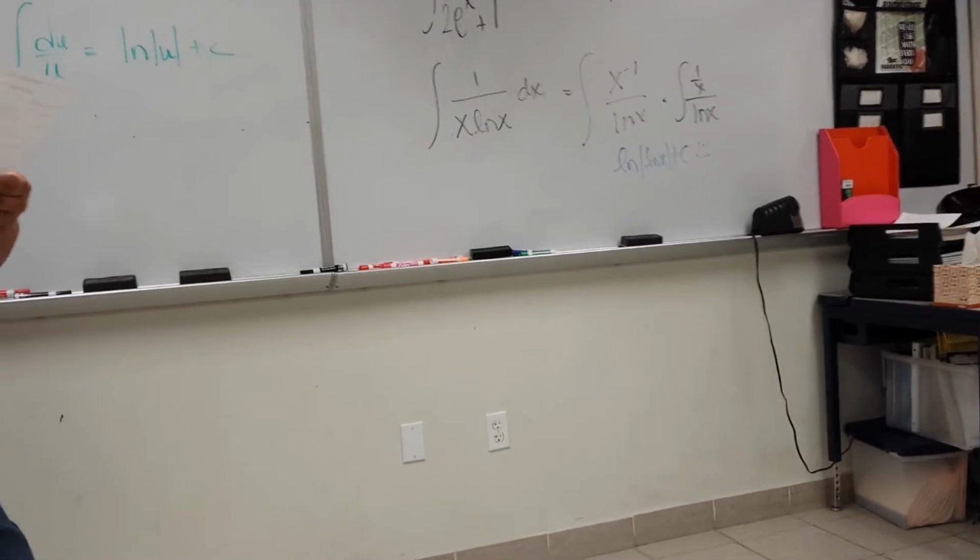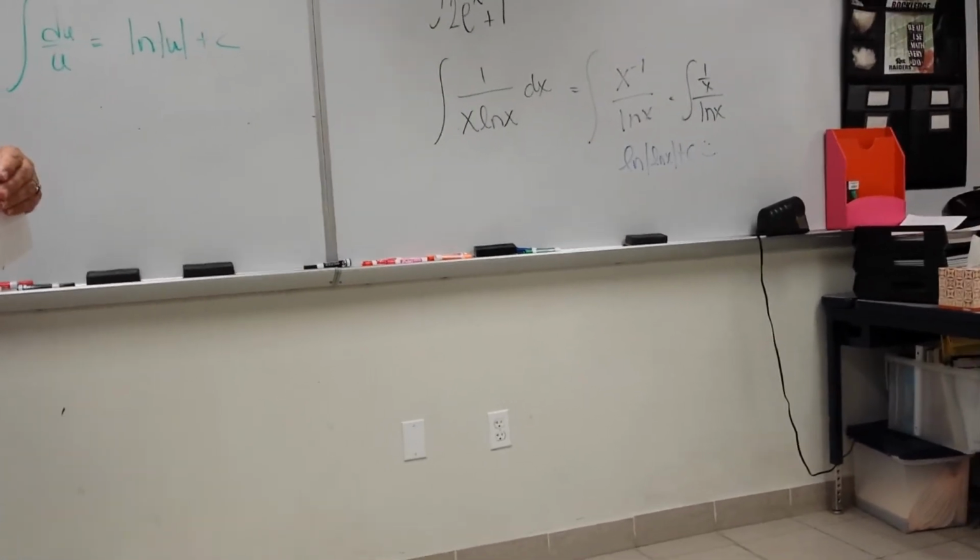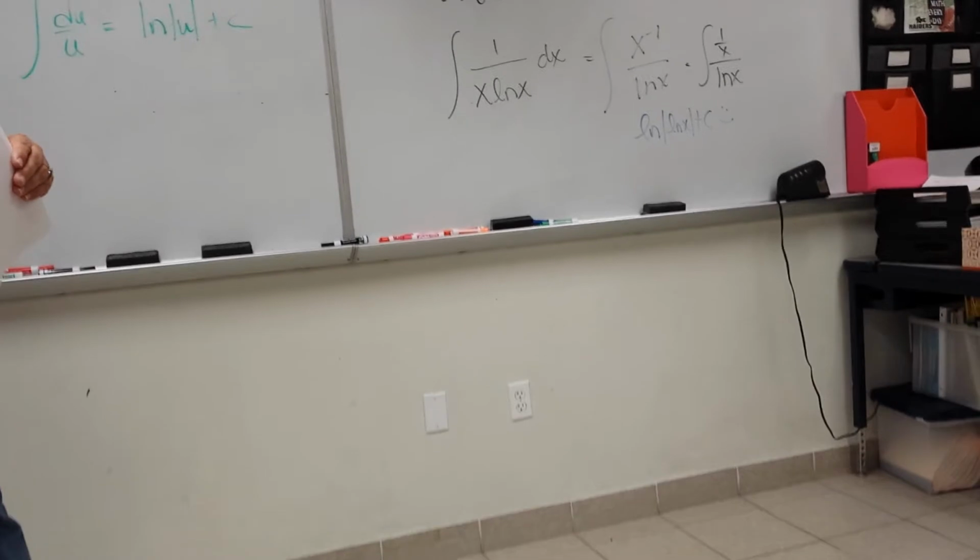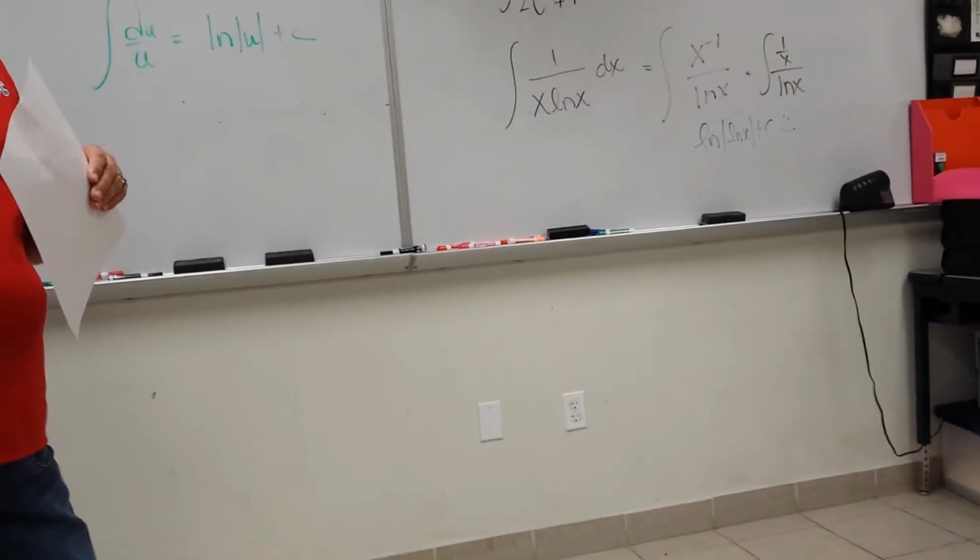And you had ln out front because the numerator, 1 over x, is the derivative of ln of x. So it's ln of the denominator, ln of x.